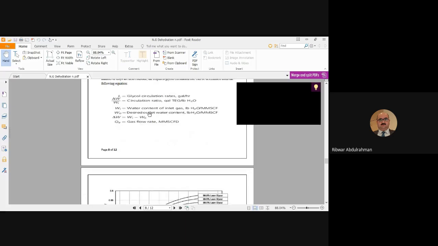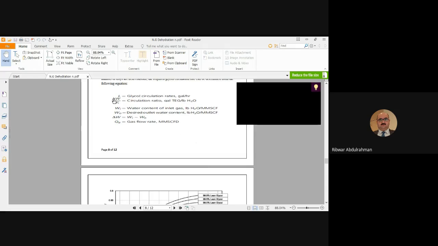Here we also have other terms that are important and contribute in the design process. For example, you have L as the glycol circulation rate. As I mentioned earlier, the circulation rate of the glycol is very important in the process. Why? It contributes in removing the water vapor from the gas stream, and its units are gallons per hour.